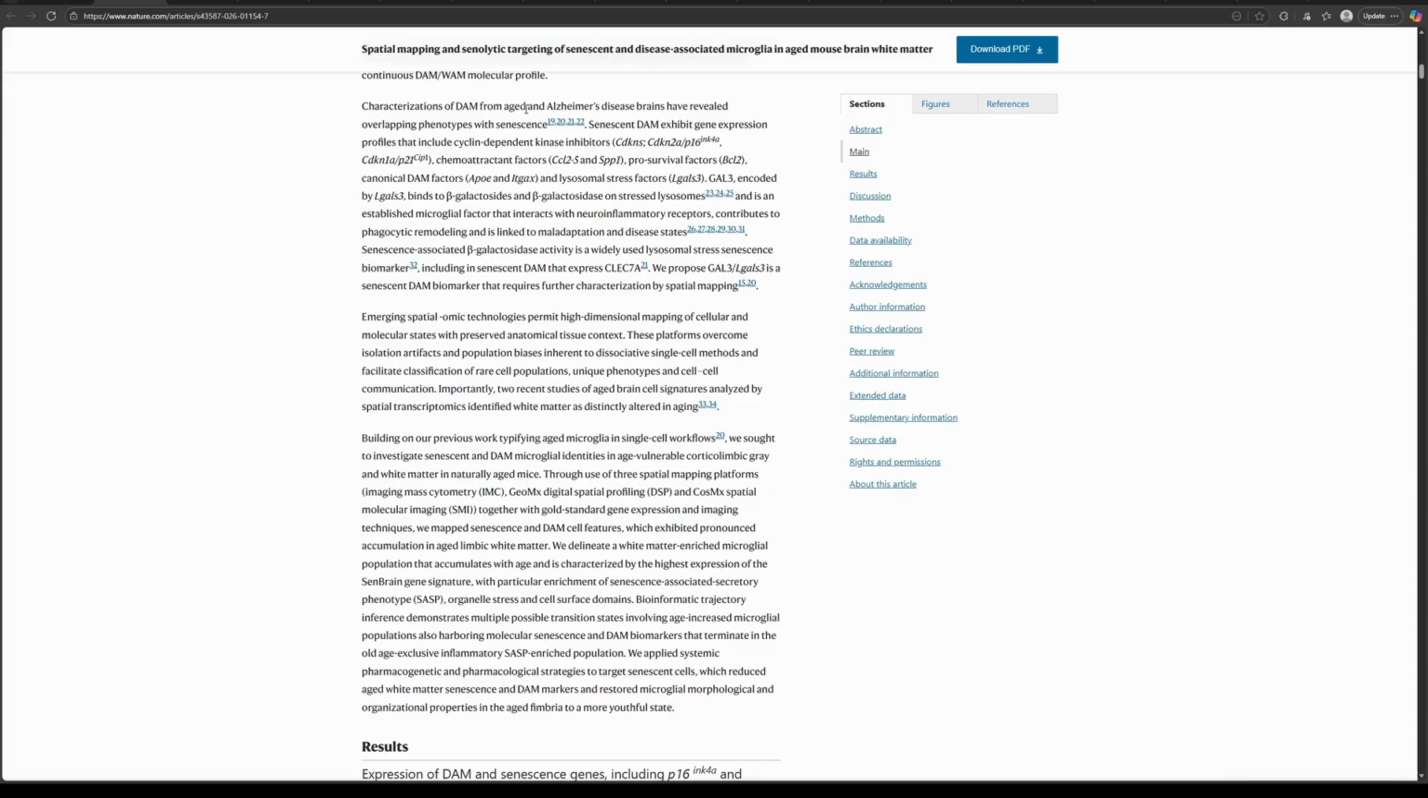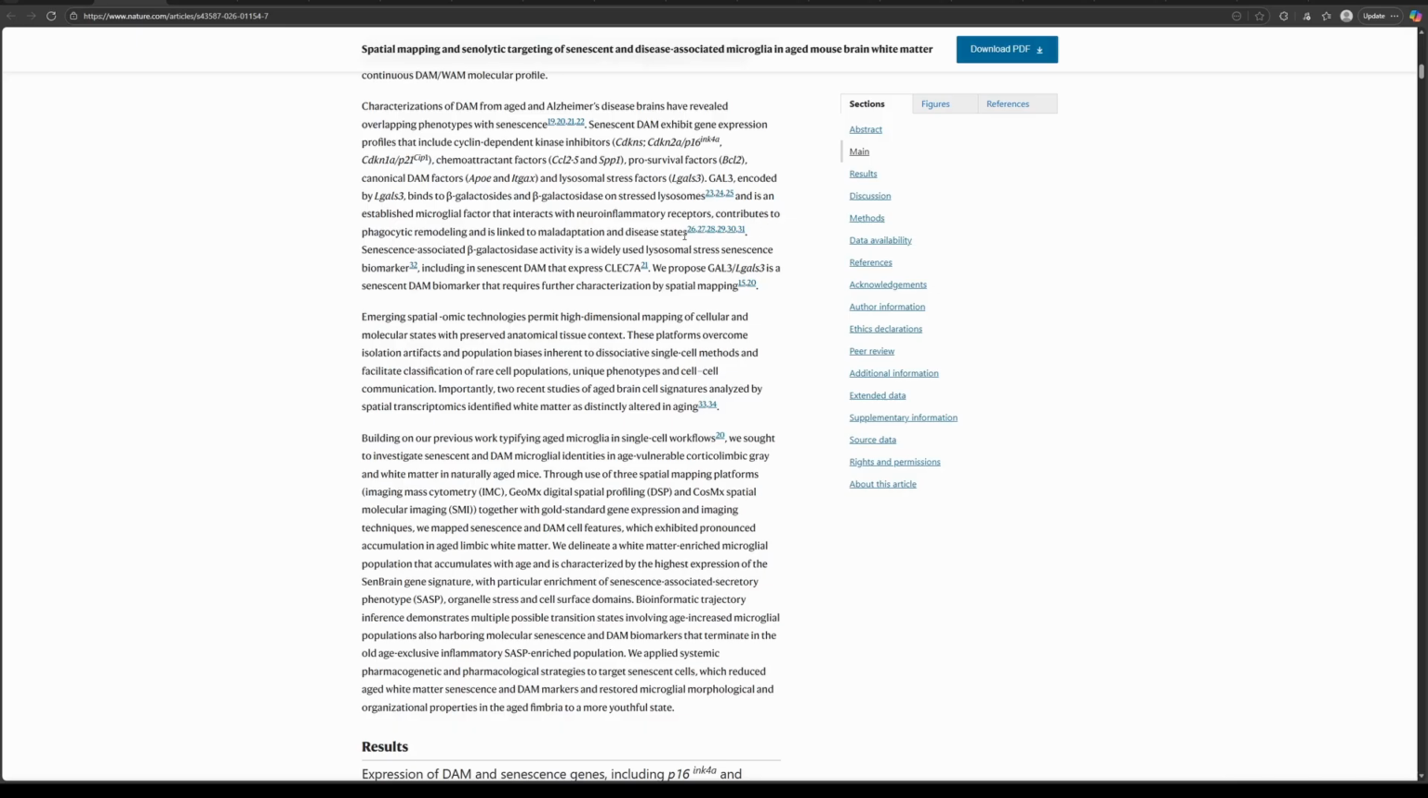Characterizations of the disease-related microglia from aged and Alzheimer's disease brains have revealed overlapping phenotypes with senescence. Senescent DAM exhibit gene expression profiles that include cyclin-dependent kinase inhibitors, chemoattractant factors, pro-survival factors, canonical DAM factors, and lysosomal stress factors, encoded by LGALS3, which binds to beta-galactosides and beta-galactosidase on stressed lysosomes, and is an established microglial factor that interacts with neuroinflammatory receptors, contributes to phagocytic remodeling, and is linked to maladaptation and disease states.